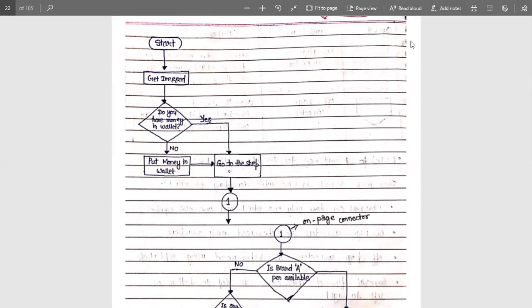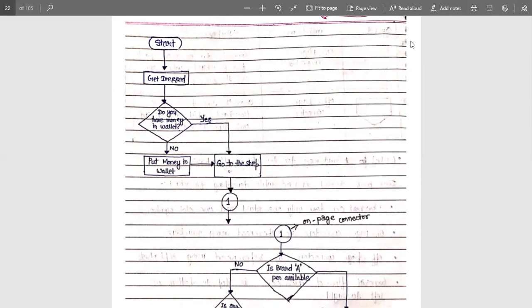Now a condition is applicable here. Do you have money in your wallet? There are only two options available, that is yes or no. If yes, what condition will be applicable, and if no, what condition will be applicable. So in the yes scenario, if he has money in his wallet, he can go to a shop, right?